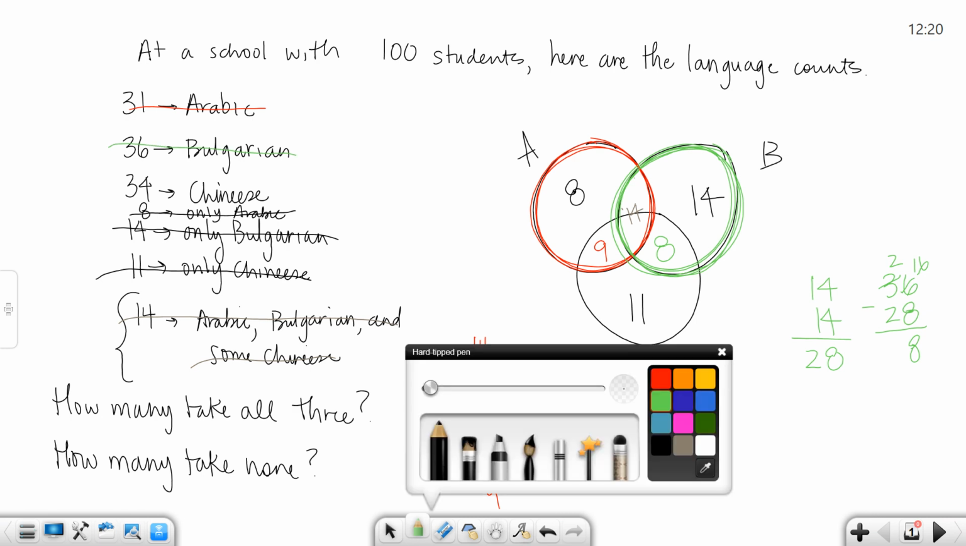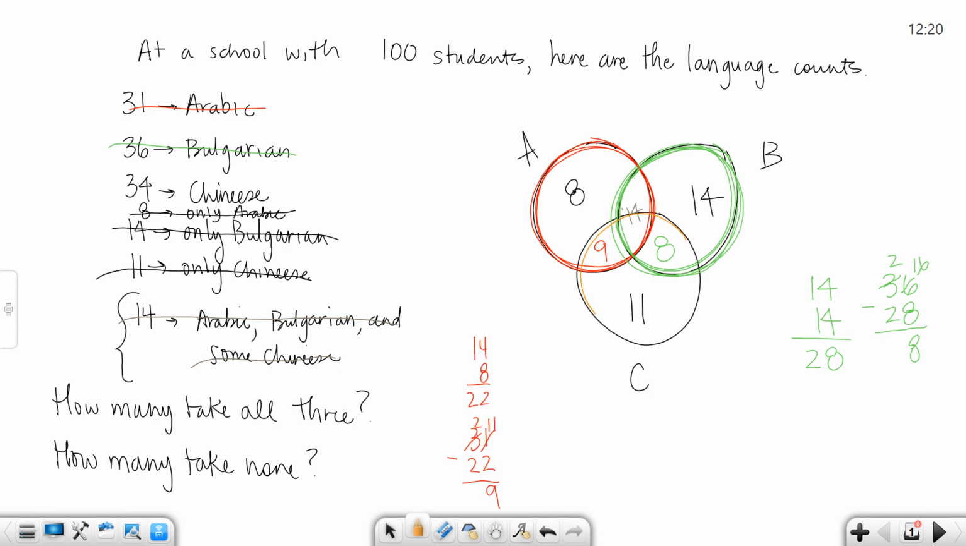So then we go to Chinese. Let's color that one orange. Okay, so here's the Chinese circle. Now that 14, I don't know about that one. So that gray 14 doesn't really help with this one. So what I do have in the Chinese circle is a 9 and an 8 and an 11. So if I add those up, I get 28. But in the Chinese circle, I should have 34.